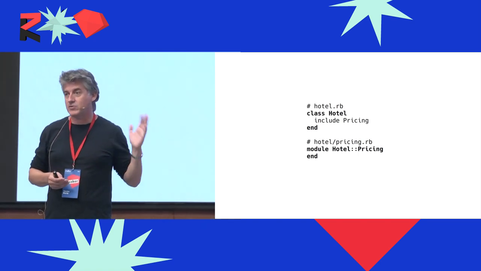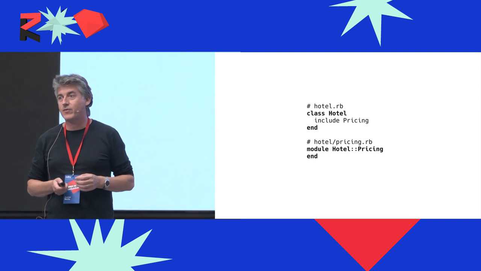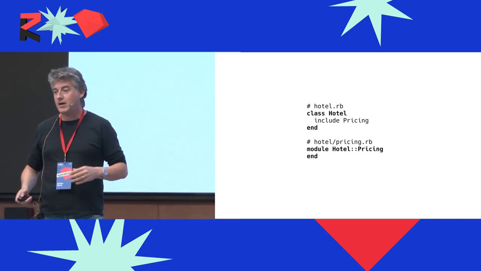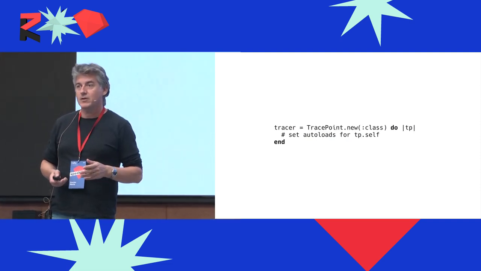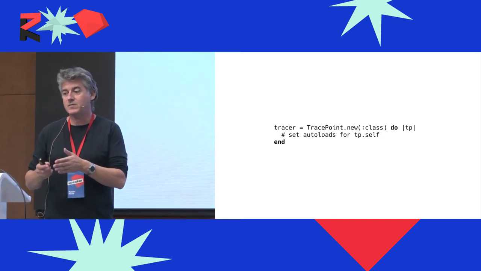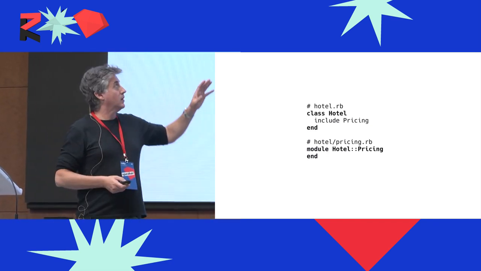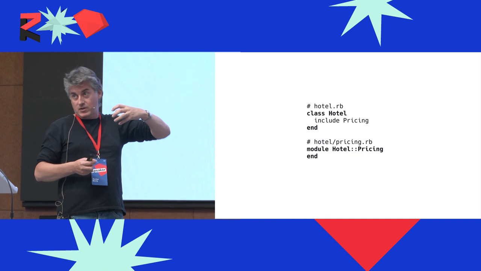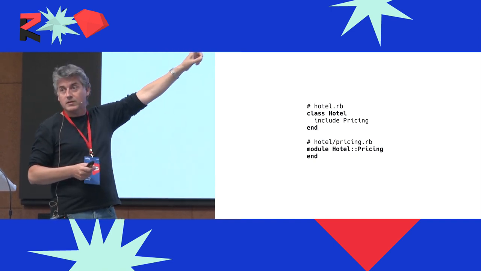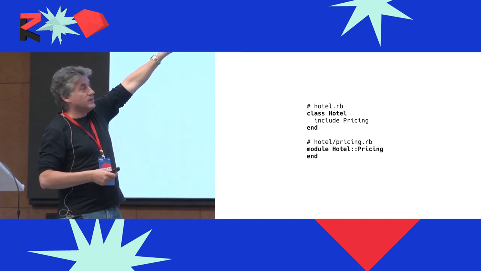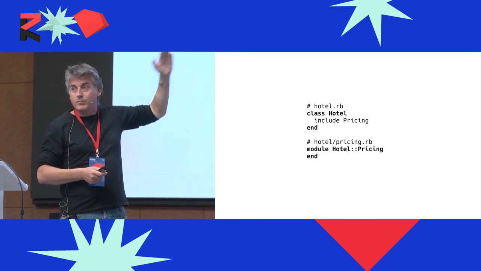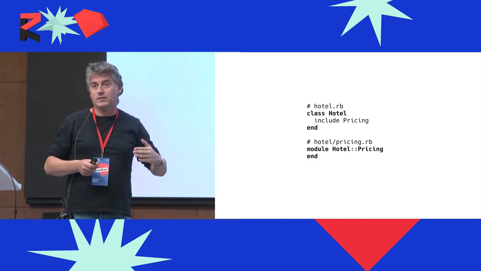And I didn't solve this one. I copied this from a gem from Shopify. The idea here is to use TracePoint. So TracePoint for the class event. So when the hotel class, which is the top one, is loaded, just in the next line after the class keyword, before the include, we are called.